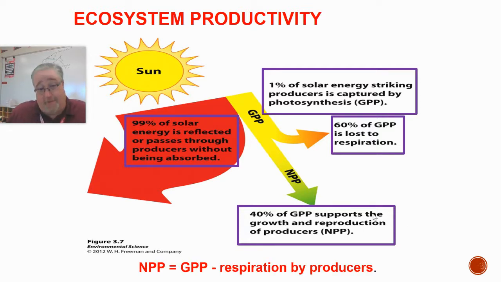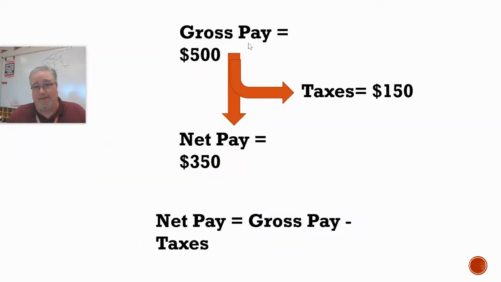So there's a formula for this that we can use. We'll test this in a couple of slides. But our NPP, this is our net, is equal to our gross minus our respiration. So again, if we have $1,000, let's say that's our gross, and we're going to lose, I don't know, $400 in taxes, then our net is going to be $600. Okay, so we can use this formula very similarly to how we did this, right? Net pay equals gross minus your taxes.